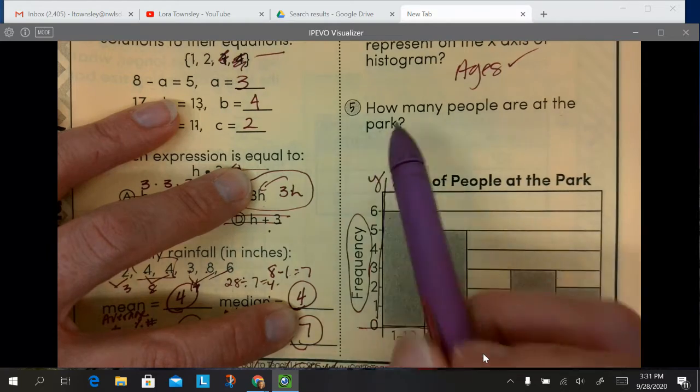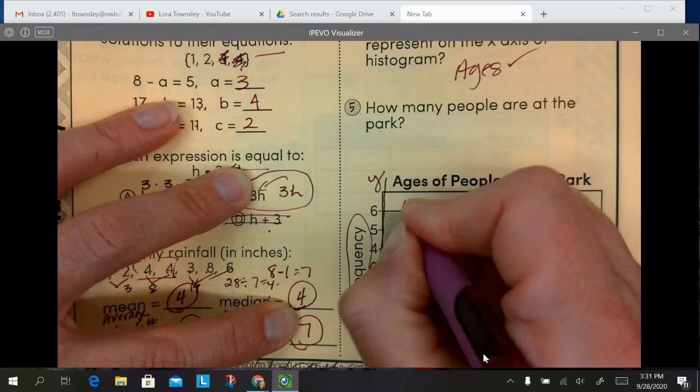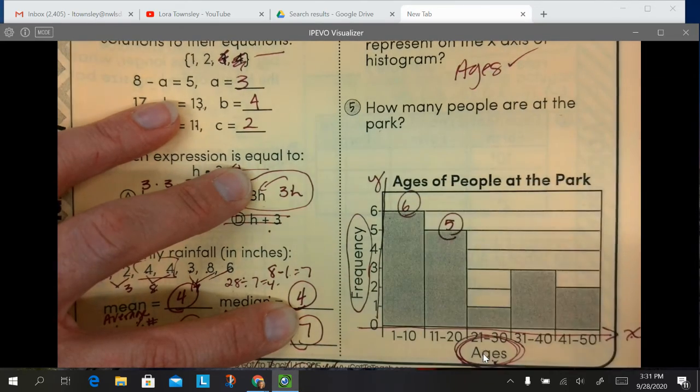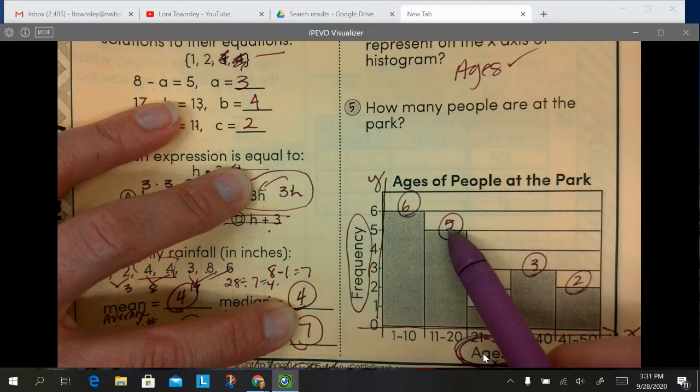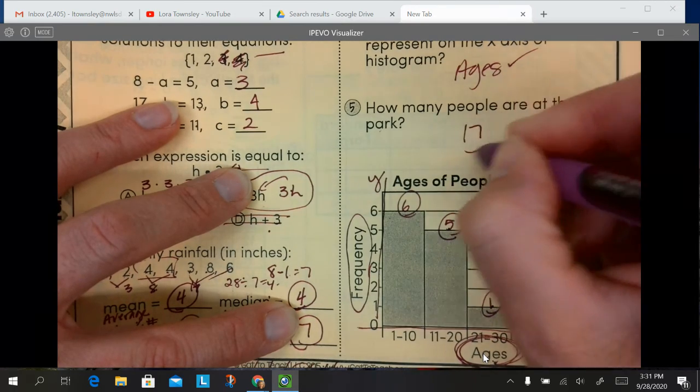How many people are at the park? Let's find out. It looks like there were 6 people at the age of 1 to 10. There were 5 people for that age. There's 1 person here, 3 there, and 2 there. So how many people are at the park? 6 plus 5 is 11, 12, 13, 14, 15, 16, 17. They found 17 people at the park.